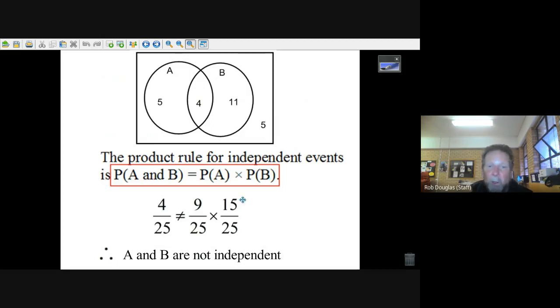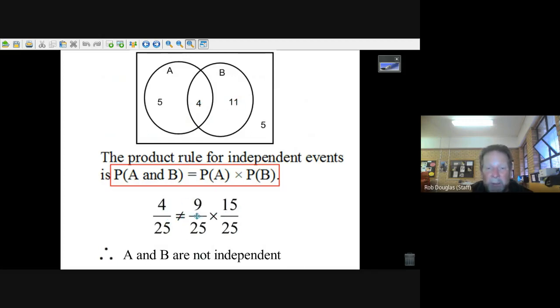Say you had that Venn diagram we talked about a little bit earlier, people liking apples and bananas. There's 4 people that like both apples and bananas and 5 people that don't like either, in a group of 25 people. What's the chance? We can look at this diagram. What's the probability of A and B, people that like apples and bananas? There's 4 people there, so it's 4 out of 25. Now we want to check and see if it equals the probability of A, which is 5 plus 4, that's 9 over 25, times the probability of B, which is 4 plus 11, 15 people like bananas out of 25.